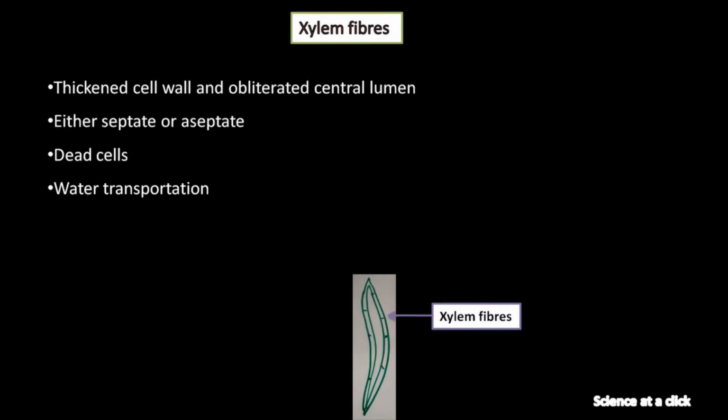Third is the xylem fibers. These again have thickened cell walls and an obliterated central lumen. Either they can be septate or aseptate. These are dead cells and again aid in water transport.